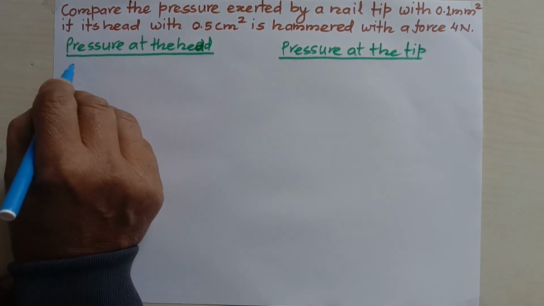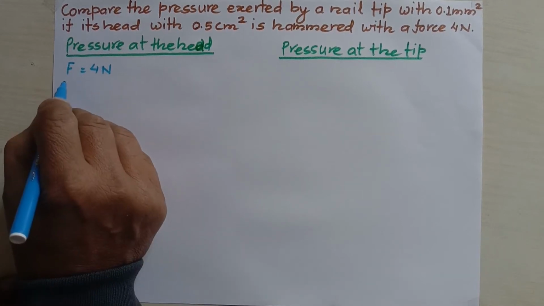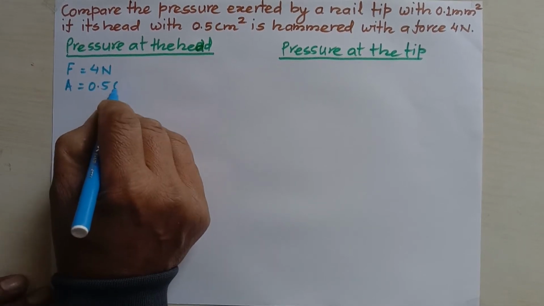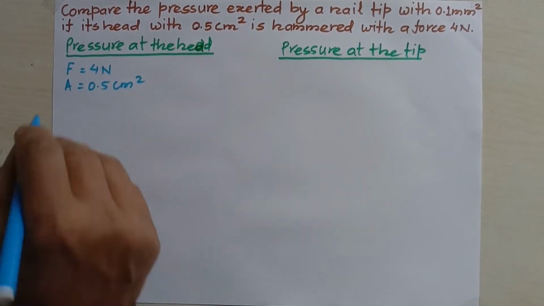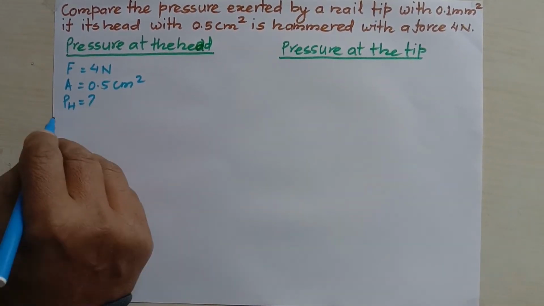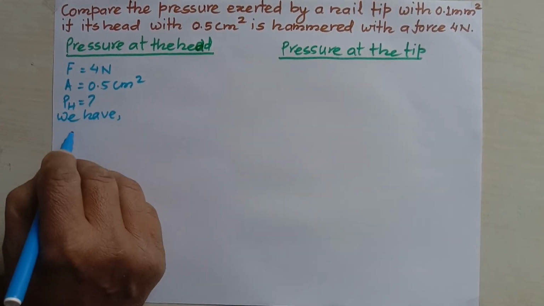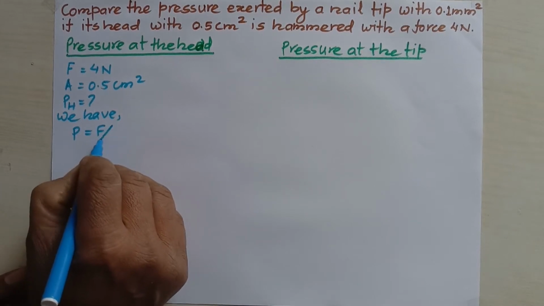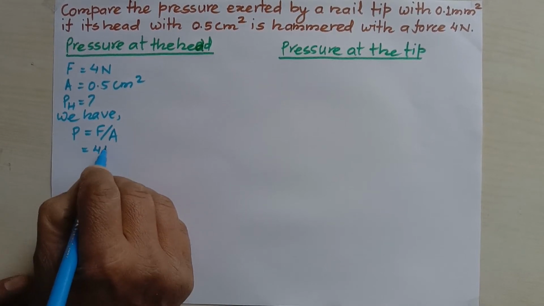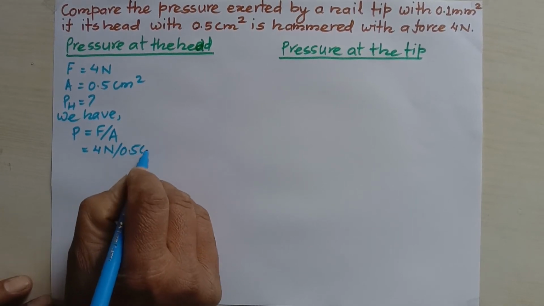First, force on the head is 4 Newton, and the area of the head is given as 0.5 centimeter square. Now we are going to calculate the pressure at the head. We have the equation P equals F by A. Now the value of force is 4 Newton, but the value of area is 0.5 centimeter square.